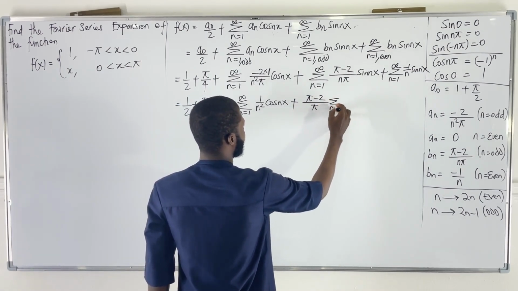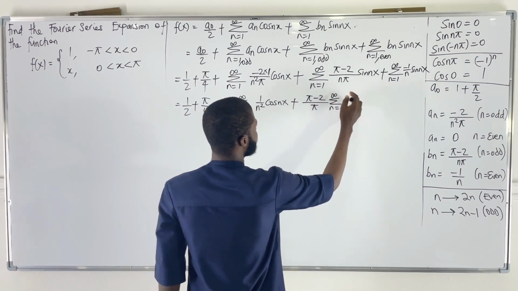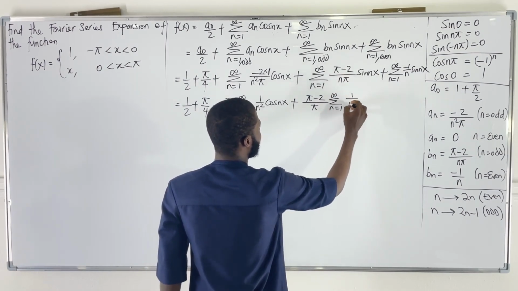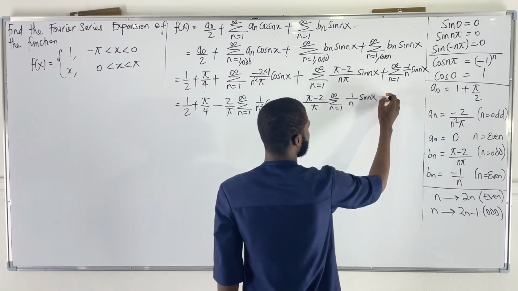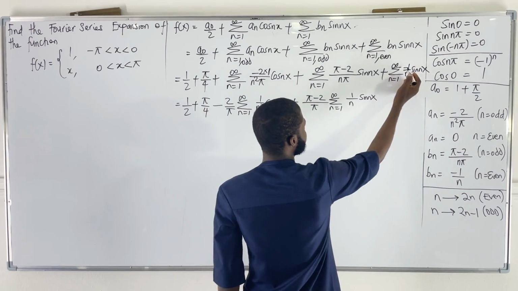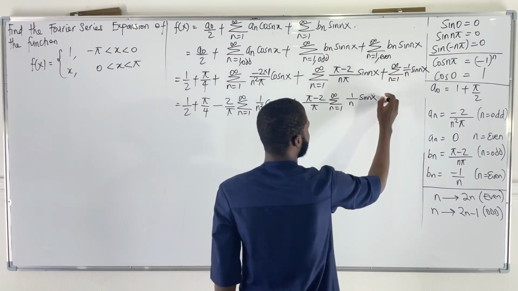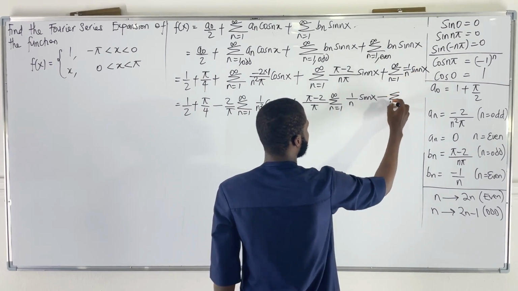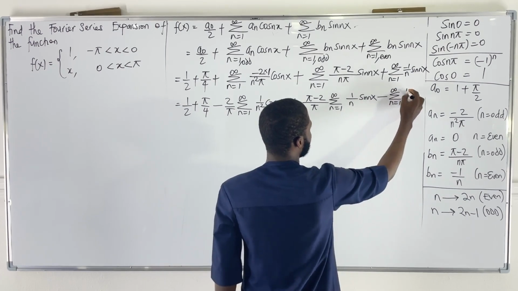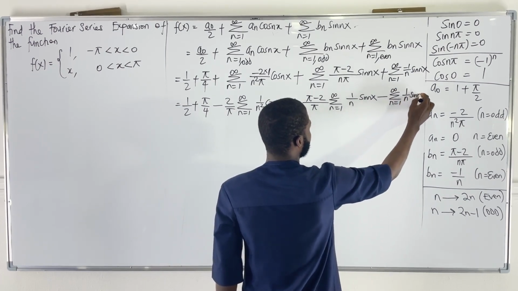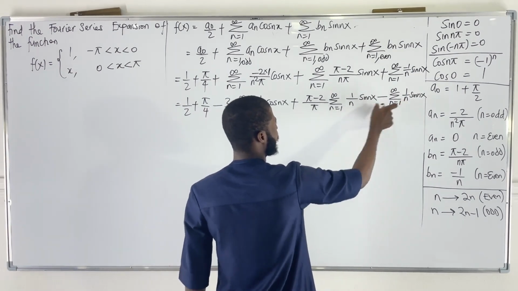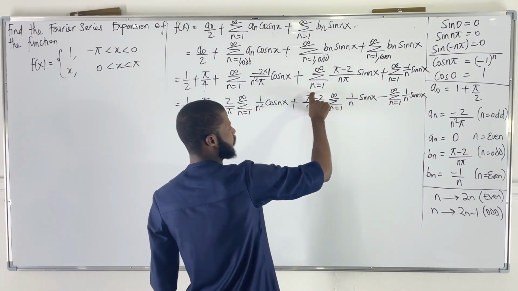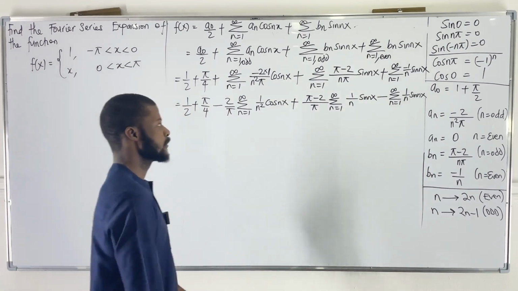Then the sum from n equal to 1 to infinity of what will be left to then become 1 over n sine nx. And then this one here, this is minus. So I want to bring out the minus. So this is minus the sum from n equal to 1 to infinity of 1 over n sine nx. It's not looking as if these two things have something similar. But please do not forget that there's a multiple here for this first one.